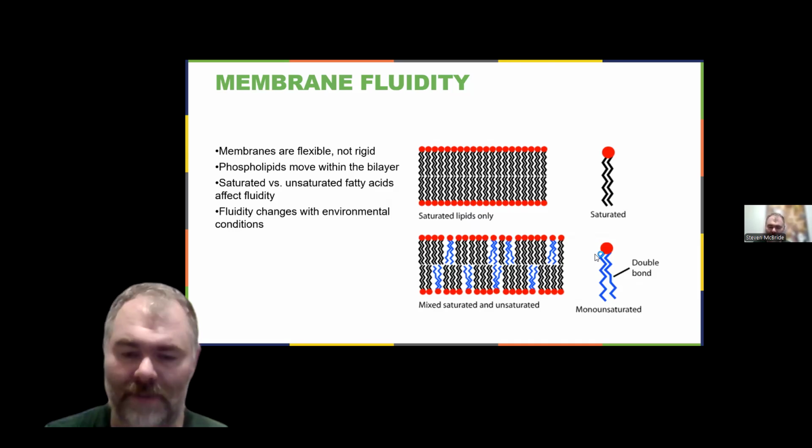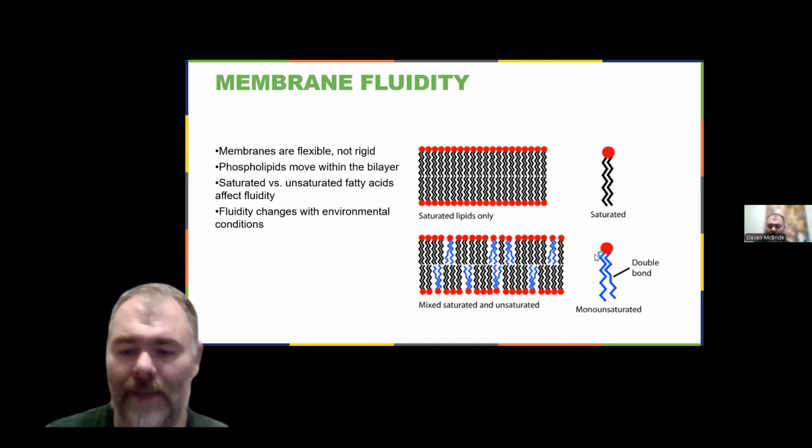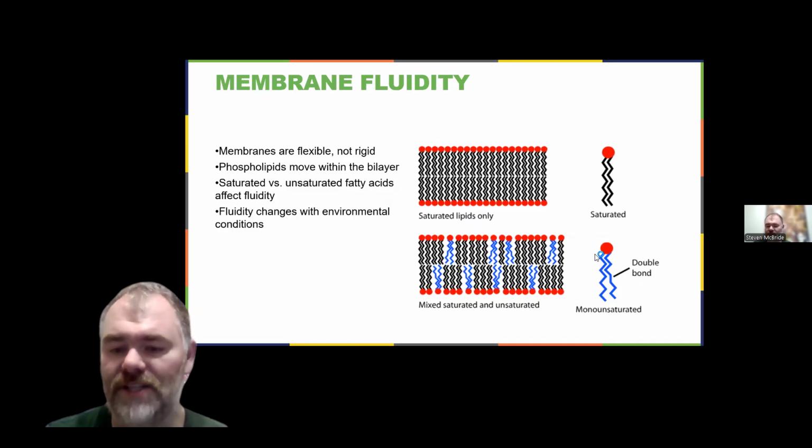Temperature also affects membrane behavior. At lower temperatures, phospholipids move more slowly and membranes become more rigid. At higher temperatures, phospholipids move more rapidly, making membranes more fluid. Cells must carefully balance membrane fluidity. If the membrane becomes too rigid, transport and membrane protein functions can be disrupted. If it becomes too fluid, the membrane may become unstable or leaky.